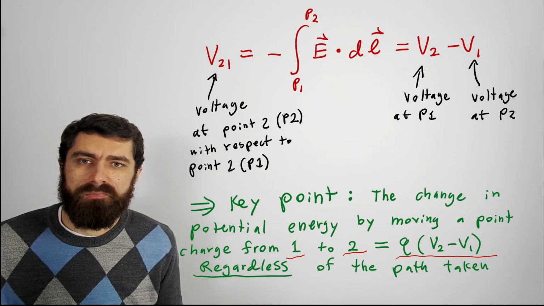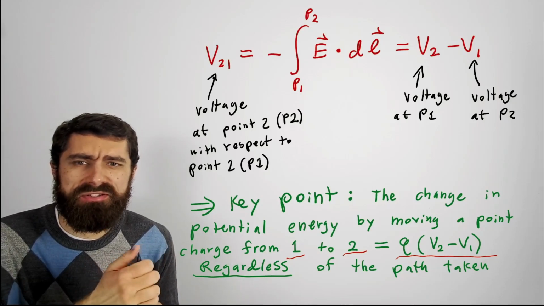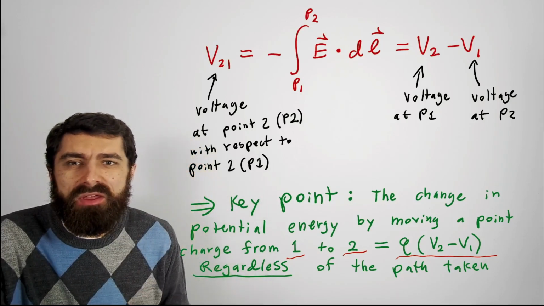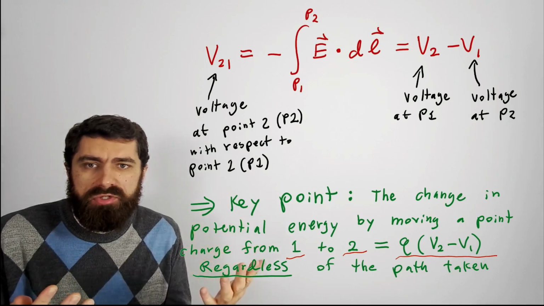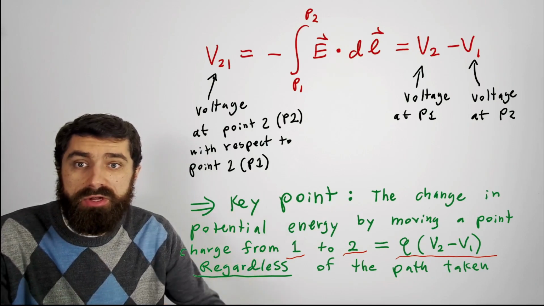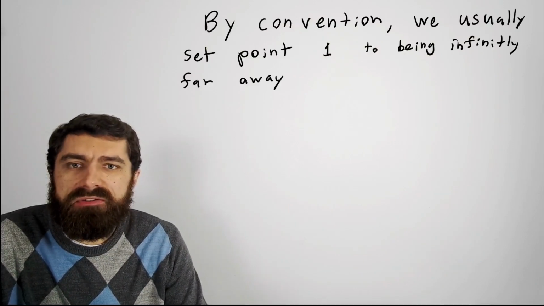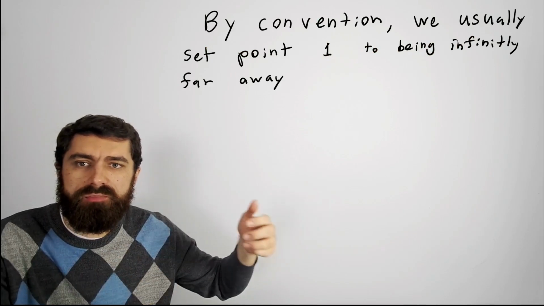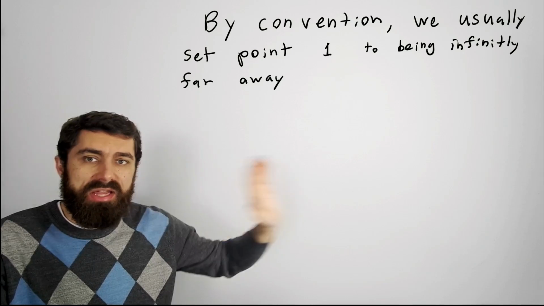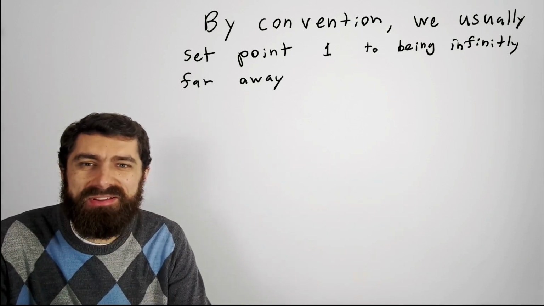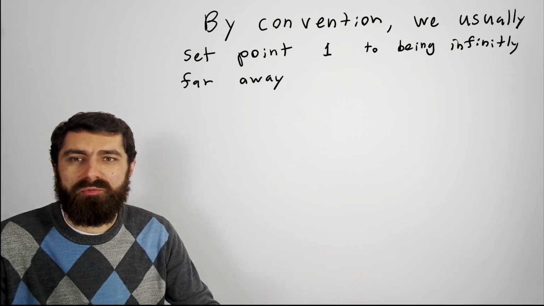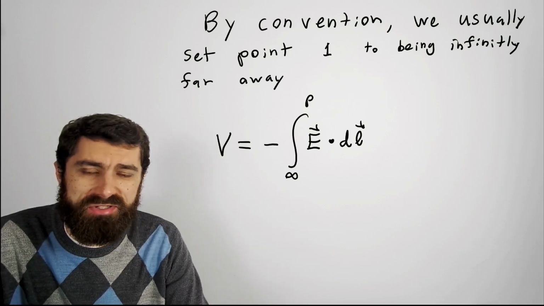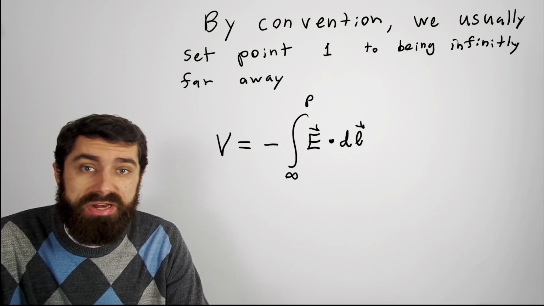One thing that you might be wondering is, if we're talking about voltages at a point in space, where is your ground potential, or 0 volts, if you will? Well, in electrostatics, by convention, we usually set point 1, our ground or 0 volt potential, as being infinitely far away from the system that we're working with. And that might be kind of confusing, but I hope to give you some examples to give you an intuitive feel for what that actually means.